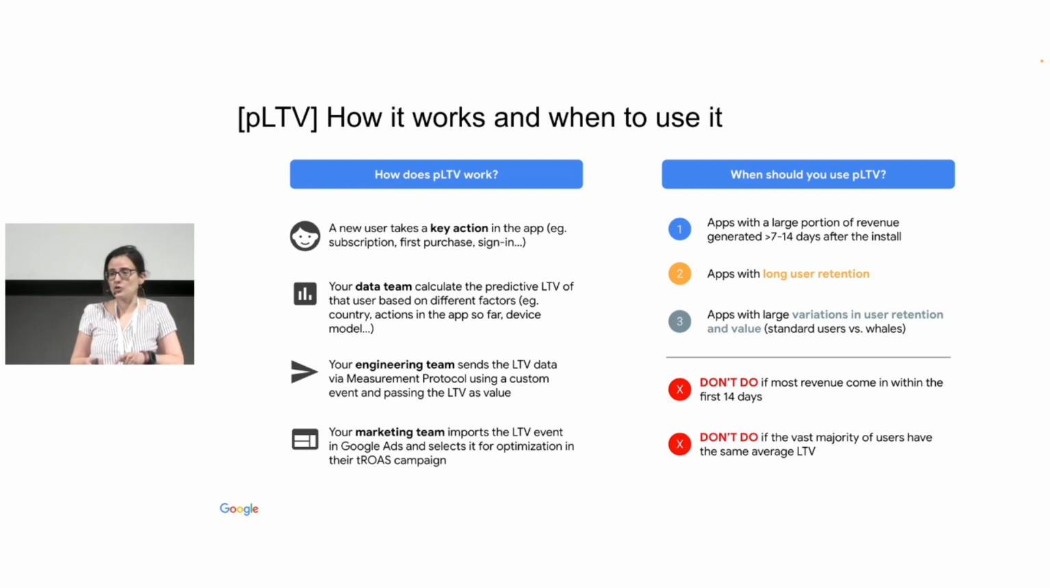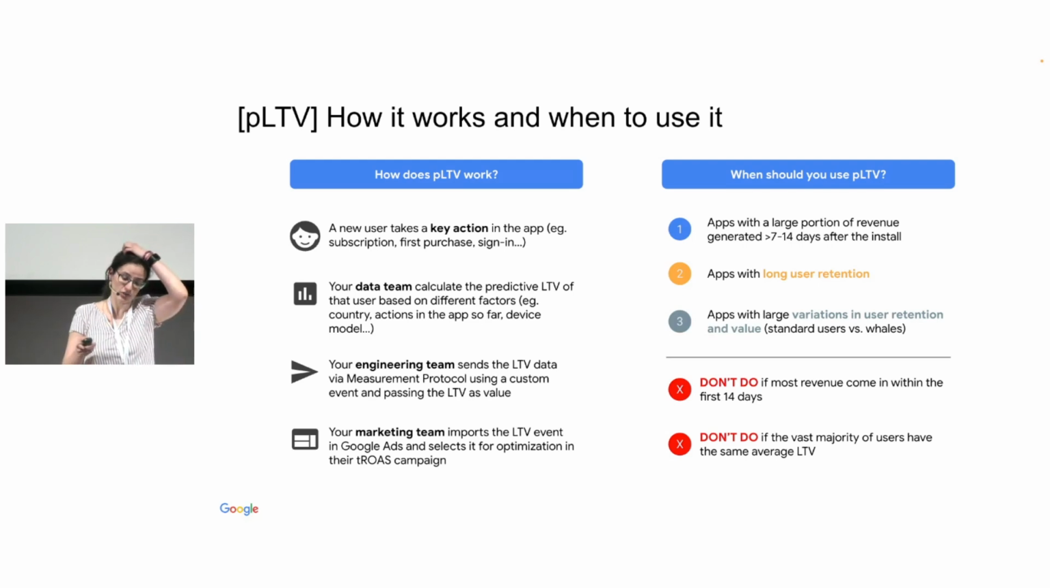So first of all, a new user would take some actions, probably some key actions in your app, maybe first actions such as first purchase or subscription, or not even such important actions, but at least some actions which show certain engagement, such as sign in or sign up for the newsletter. Then, based on those actions and/or attributes of those users, your data team would create a predictive lifetime value model and try to calculate the predicted LTV. After that, the engineering team would integrate with the measurement protocol API and send that value in an event. And after that, the marketing team would import the lifetime value event in Google Ads and select it for optimization.